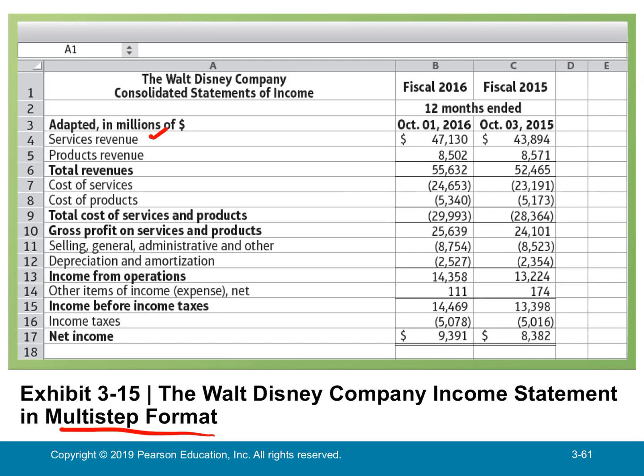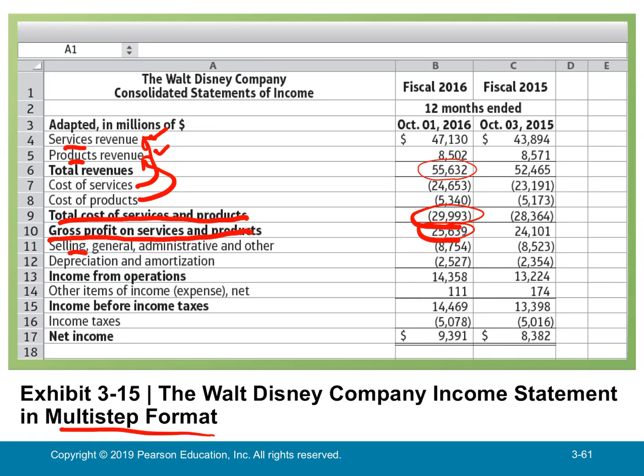So in this case, it breaks up revenues into different categories: revenues from services and from products. Then it breaks up the cost of those revenues. So what did it cost to deliver those services? What did it cost to deliver those products, right? And so then it subtotals the total costs of services and products, right? So you have this subtotal of revenues, then total costs of services and products. If we take the difference of these two, we get this 25,639. That's called the gross profit on services and products.